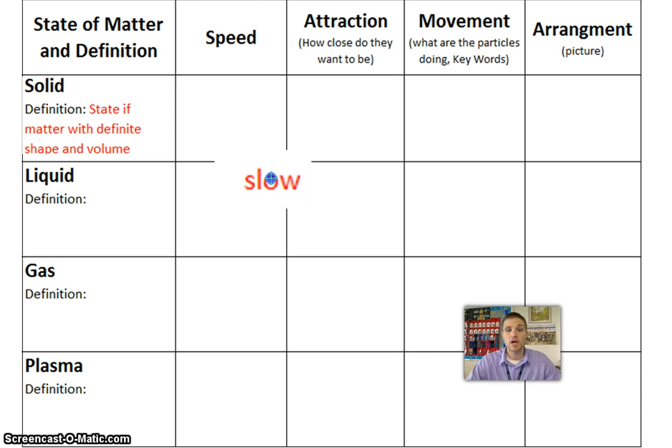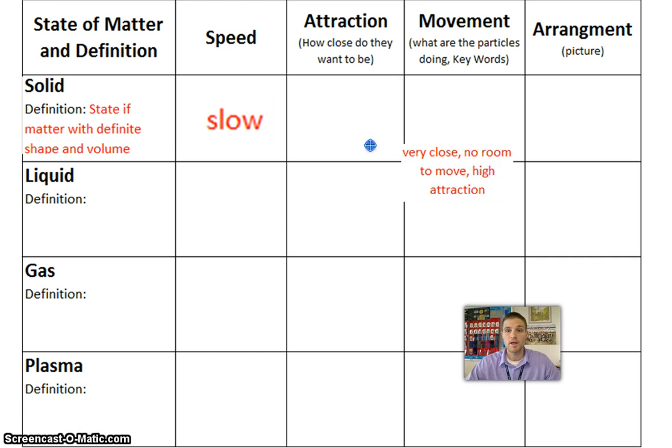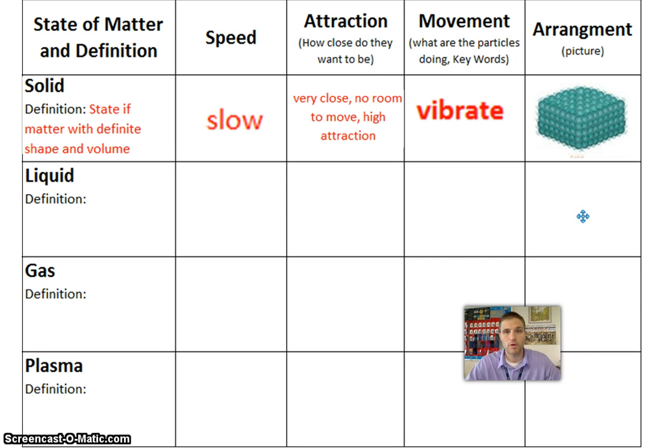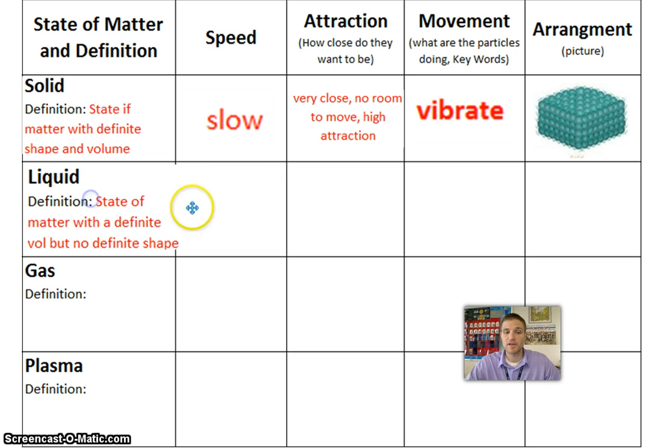Now the particles of an actual solid move kind of slow. They don't really move that fast. They're not flowing around. They don't go crazy. They are very close. They don't have very much room to move. And they have a high attraction. Now the movement within these particles means that they vibrate. So those particles actually vibrate back and forth. And if you look on this picture, it kind of looks like they're vibrating a little bit back and forth there.